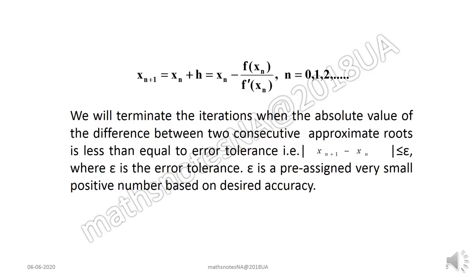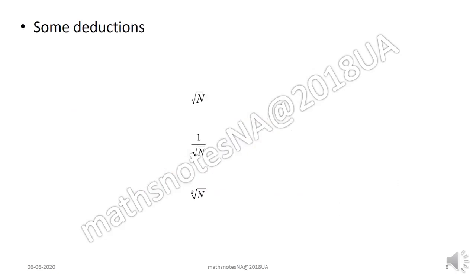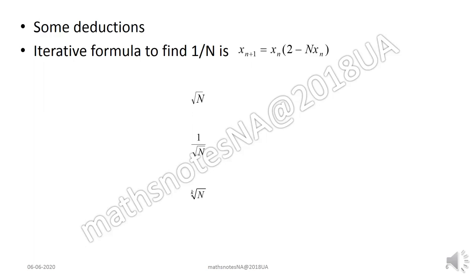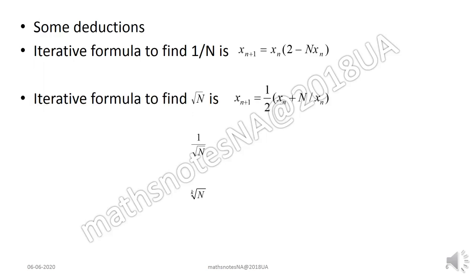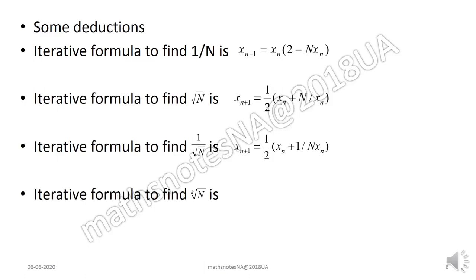Now there are a few deductions also of Newton-Raphson formula. So we see what are those deductions. There are four deduction formulas here, for 1 upon N, for under root N, 1 upon under root N, kth root of N, and these are in general form. So x(n+1) is equal to xn into 2 minus N xn. This is for 1 upon N. For under root N, this is the formula. For 1 upon root N, this is the formula, and for kth root of N, this is the formula. So these are the formulas which are the deductions from Newton-Raphson method.